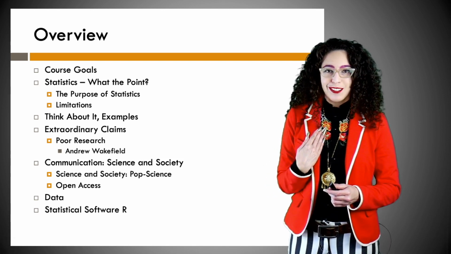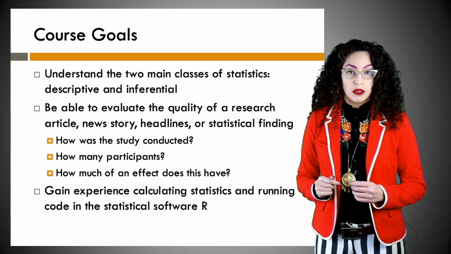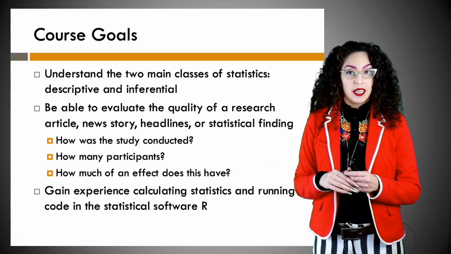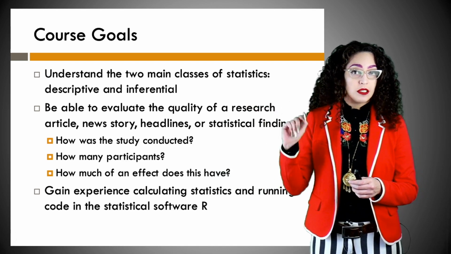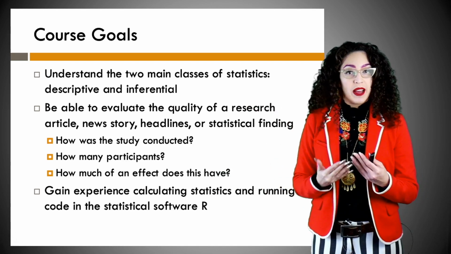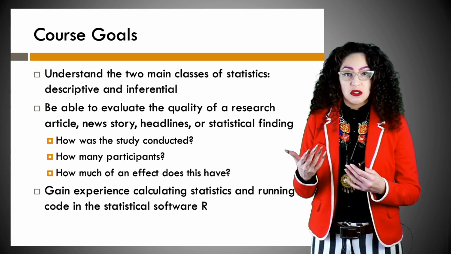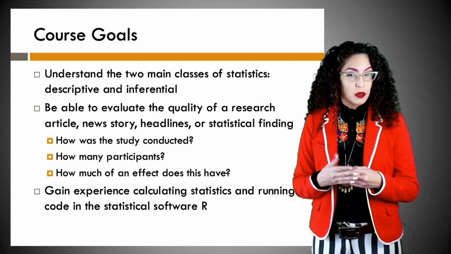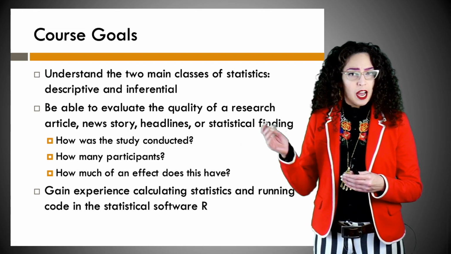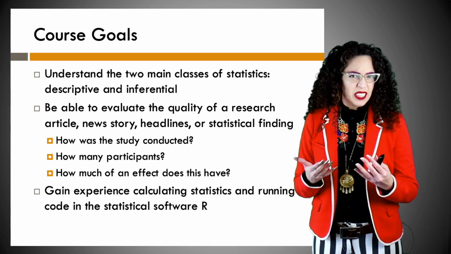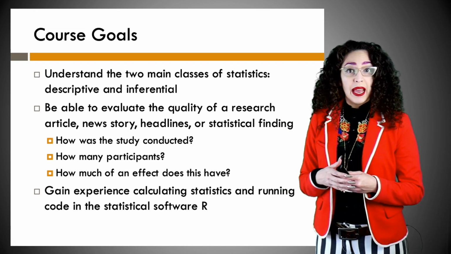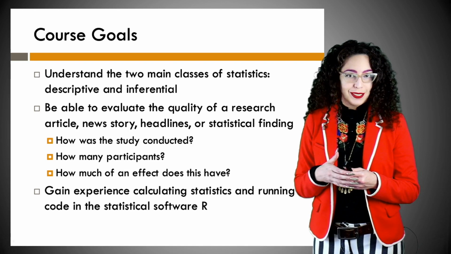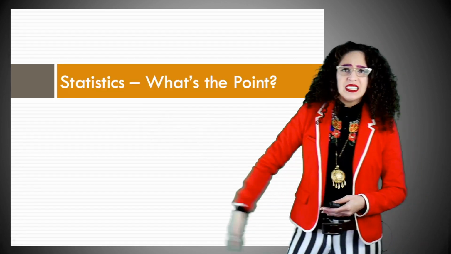First up, some of the course goals. This is not an exhaustive list, but ideally, by the end of this, you will have an understanding of the two main types of statistics, which are descriptive and inferential. You'll be able to evaluate the quality of research articles, news stories, headlines, or some other statistical finding by being able to ask good, poignant questions like, how was the study conducted? How many participants were there? How much of an effect did this really have in the real world? And you will gain experience calculating statistics and running some code in the wonderful statistical software R.